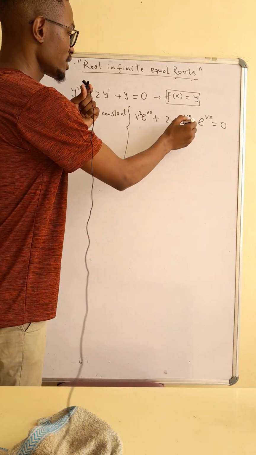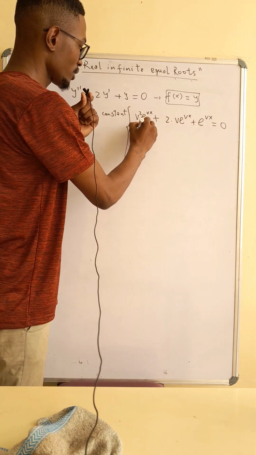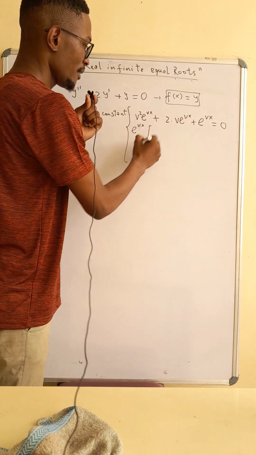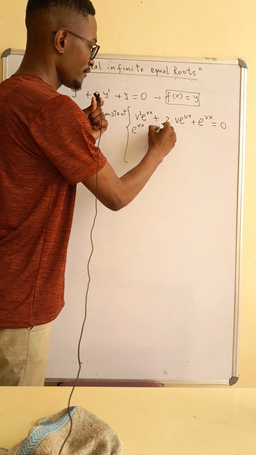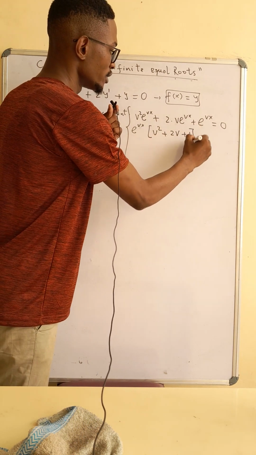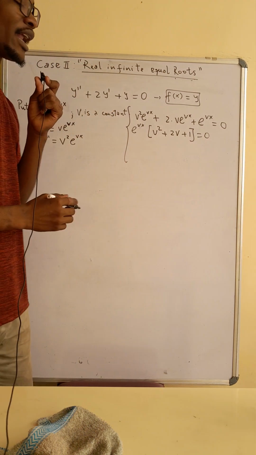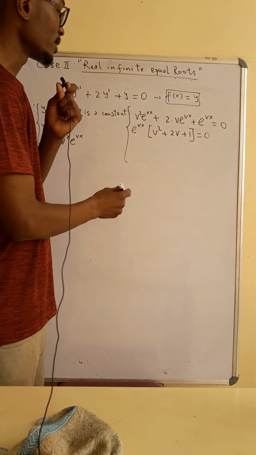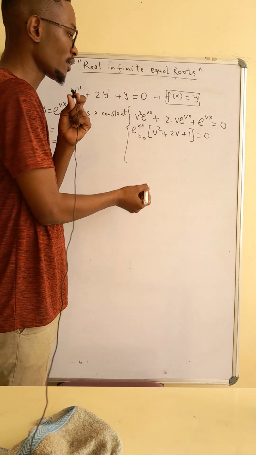Now just factorize this one. This will be Euler raised to vx, times v square plus 2v plus 1, and this is equal to 0. Now we come to the same problem, like this one cannot be equal to 0.